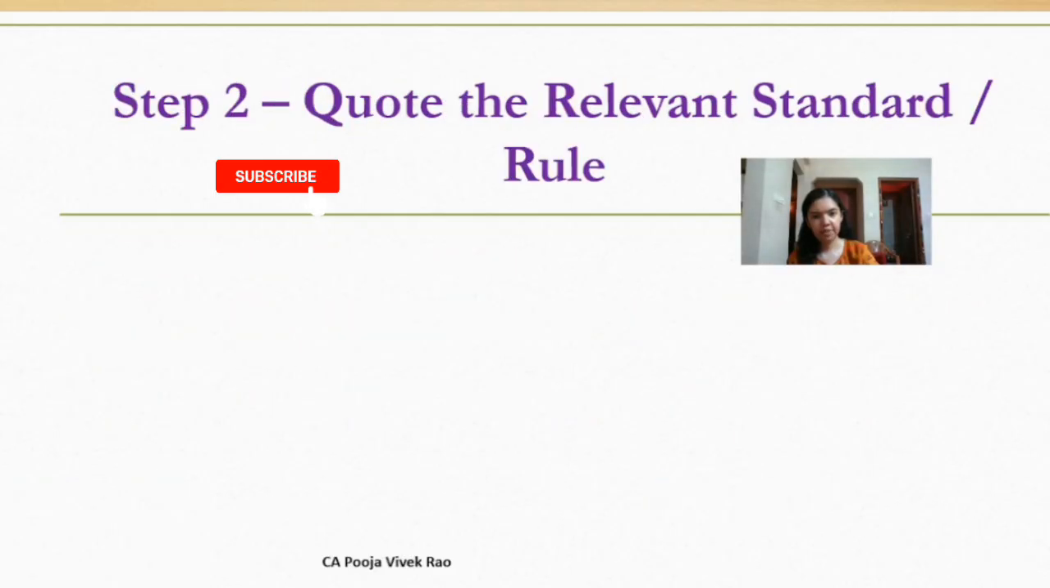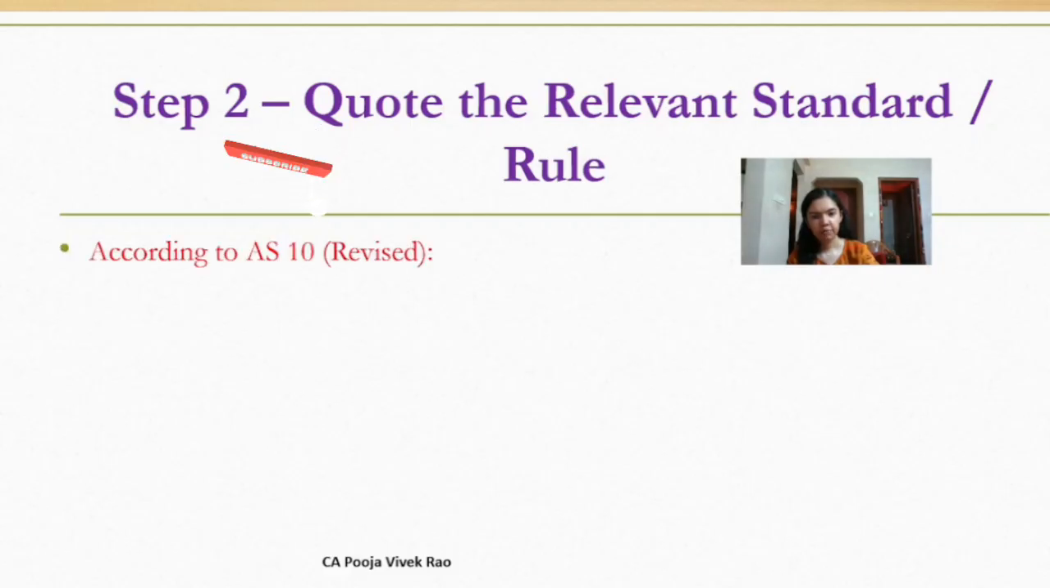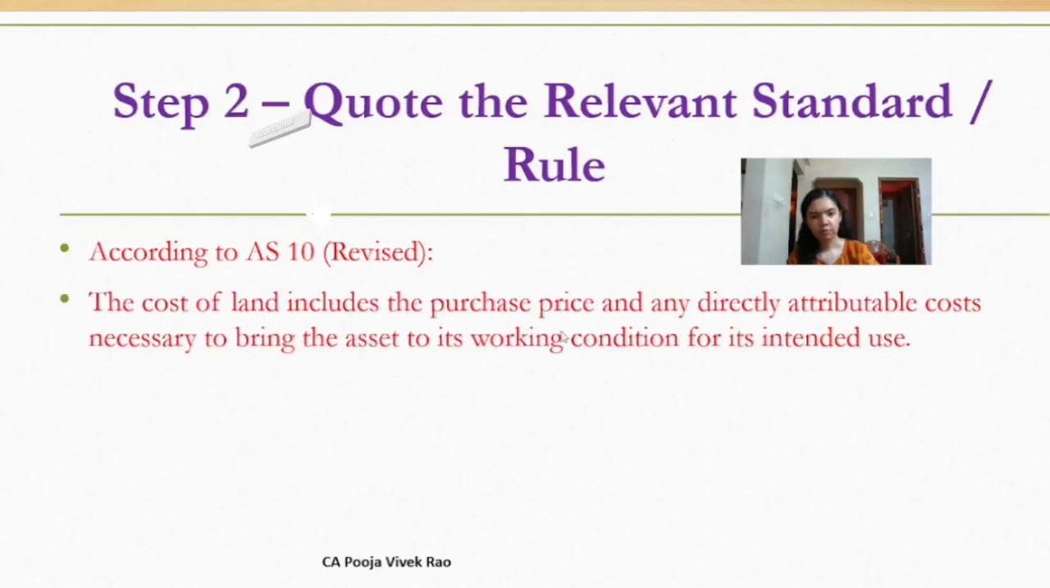Now the second step is to quote the relevant standard or rule. That is, write the relevant provisions or requirements of the standard in 2 to 3 lines. So let's see in this case how to do it. According to AS 10 revised, the cost of land includes purchase price and any directly attributable cost necessary to bring the asset to its working condition for its intended use.